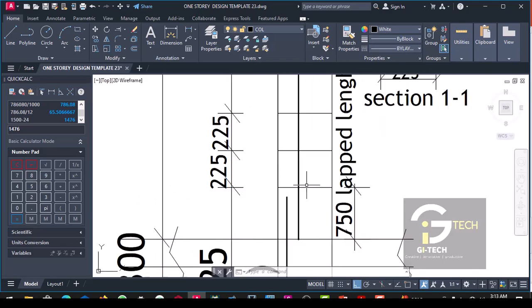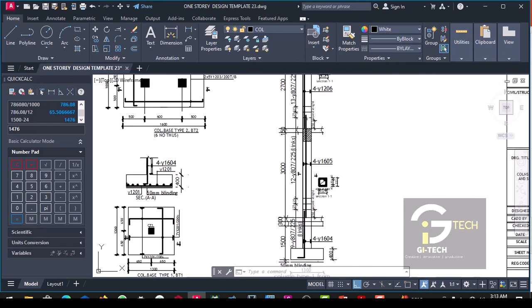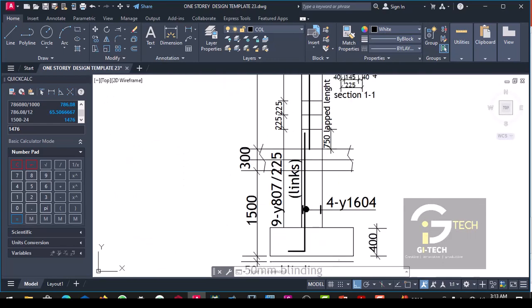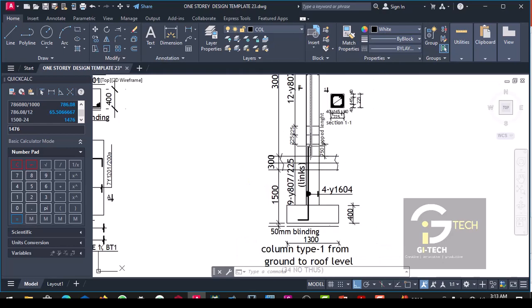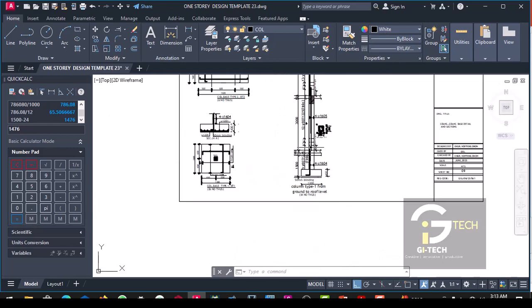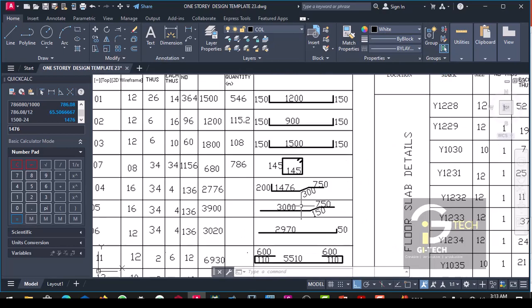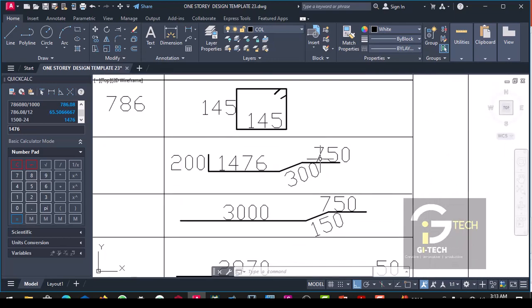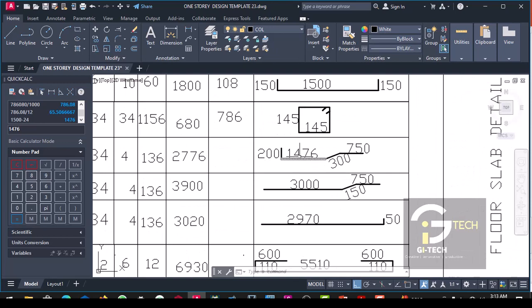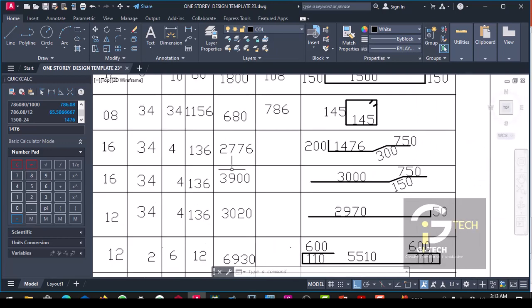so that when the continuation bar comes in, it will lap, you will tie it onto this 750 lap length. So the lap length should not be less than 750. So that is why we have this 750. So by the time you add up 750 to 300 to 1,476 to this.